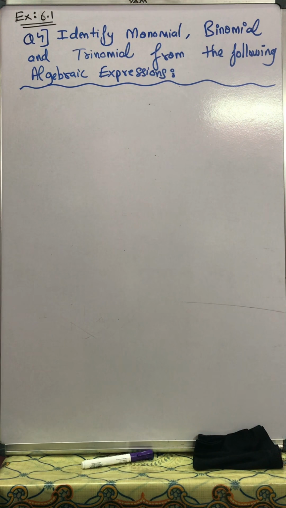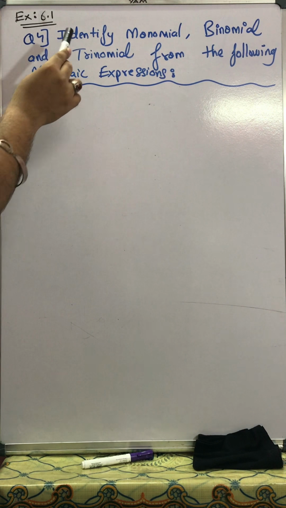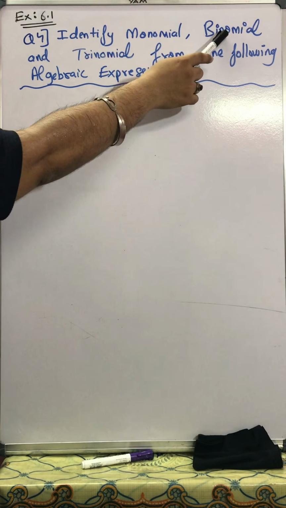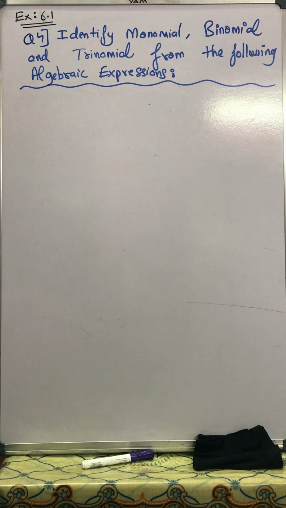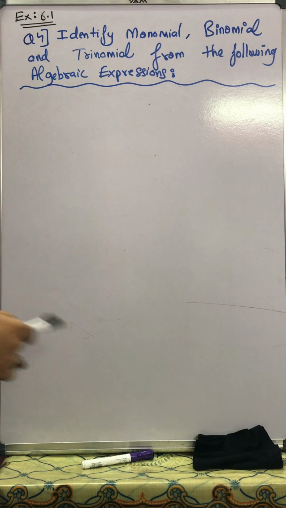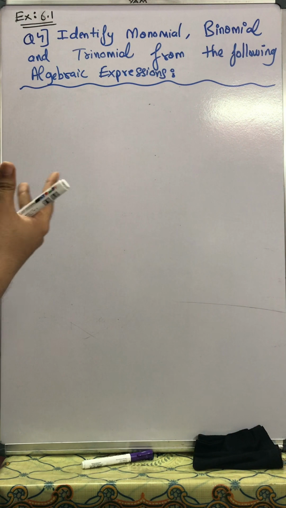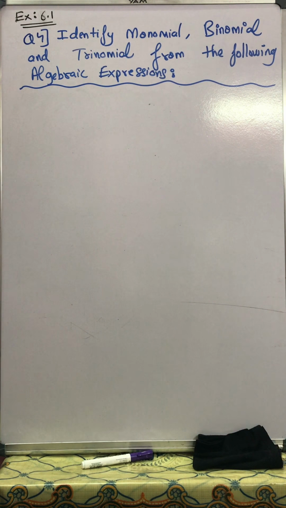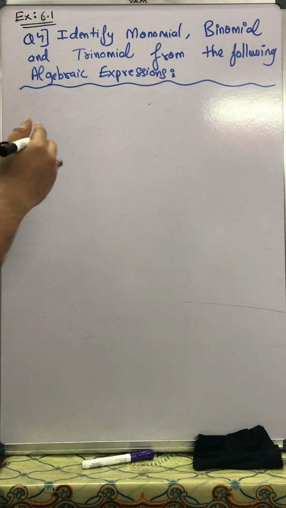Students, now question number 4. The heading is identify monomial, binomial and trinomial. Identify monomial, binomial and trinomial from the following algebraic expressions. So in this question 4 we need to identify which expressions are monomial, which are binomial and which are trinomial. But what do we actually mean by monomial, binomial and trinomial? So before starting this question number 4, I'll give you all a note on the board. Okay, now please pay attention, all of you. Notes are very important. Write it with a different color. Okay, note.